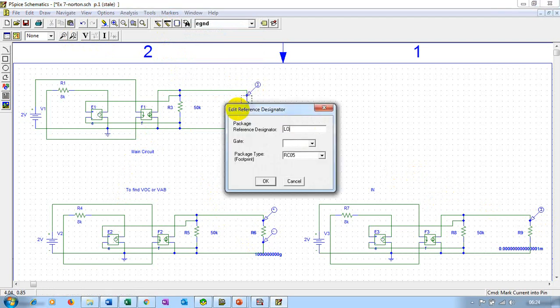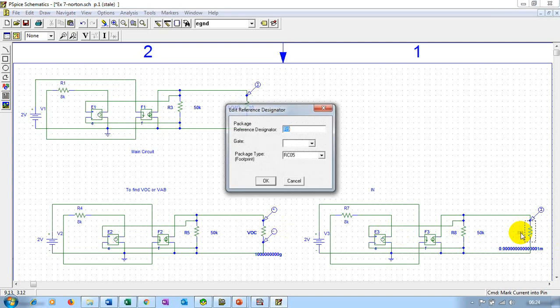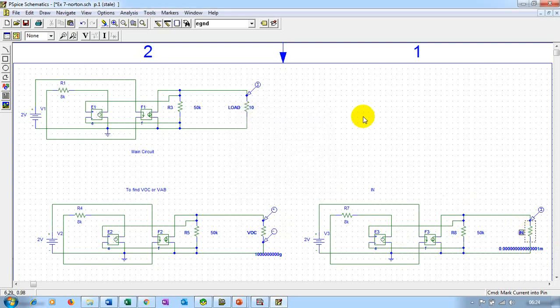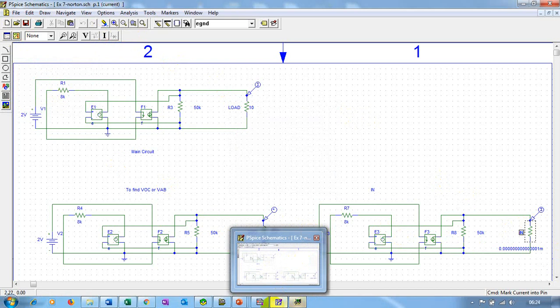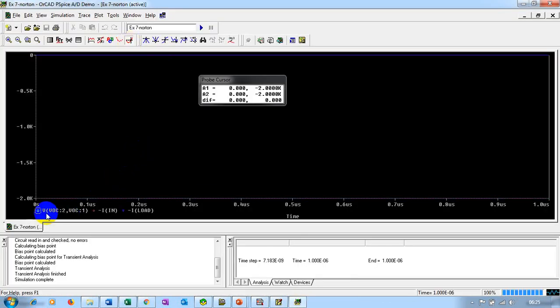So R2 I will rename as load, and I'm finding voltage here. I'll rename this as VOC or VAB, anything, and this was your Norton current IN, right? So let me try to simulate now, and first let me save and then simulate this file. Yes, you can see my VOC is minus 2.00K, which is nothing but minus 2000 volts, and IN is exactly minus 20 milli, and the load current that we have seen earlier is minus 19.998.